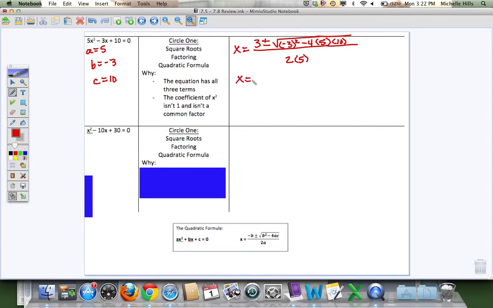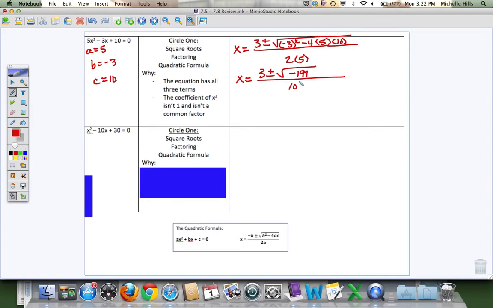Now when I simplify this, the 2 times 5 becomes 10. The 3 over here stays with 3. What's underneath the radical, though, when I take negative 3 and square, then subtract 4 times 5 times 10, I end up with negative 191.